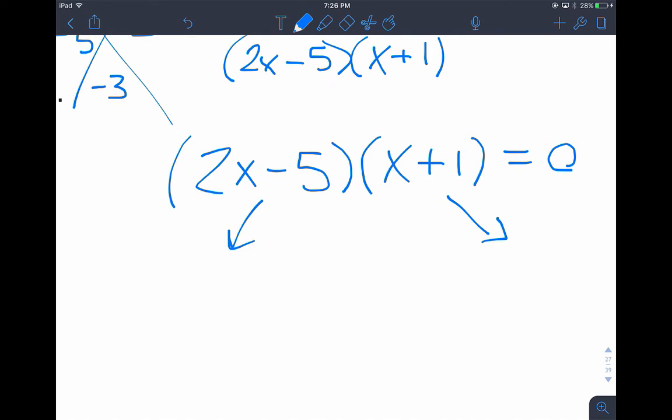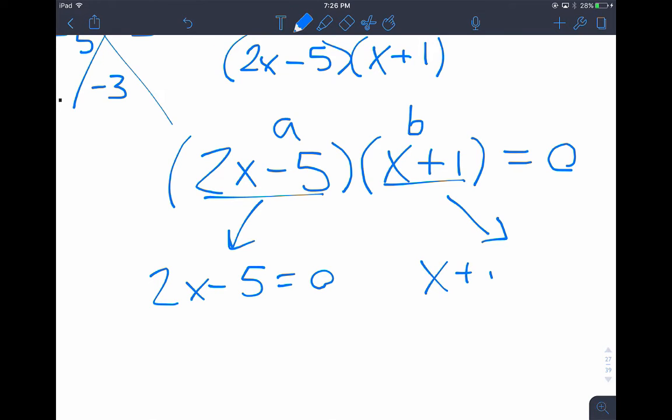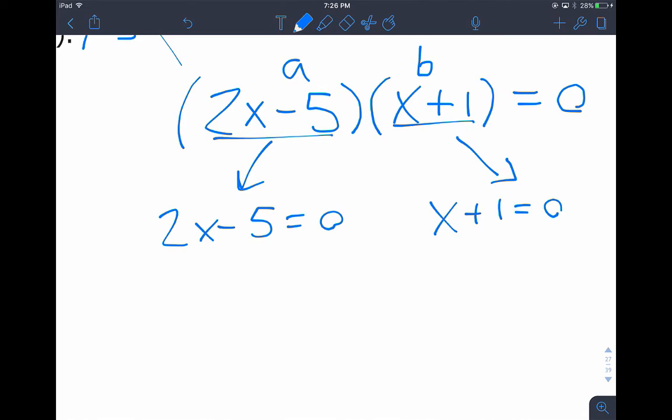Now we talked about this, I think, a couple of videos ago. If you have something times something else equals 0, we can split it up into multiple cases. Say, for example, a times b equals 0. Well, either the a part is equal to 0, or your second case would be the b part equals 0. So I call it split and solve. You split it up, you solve them out individually.